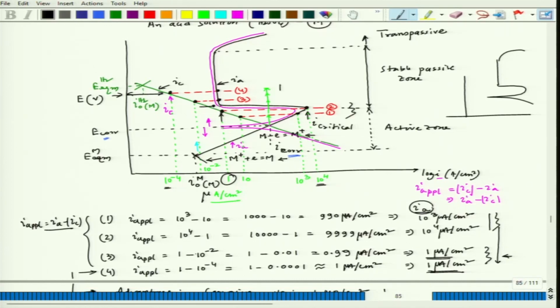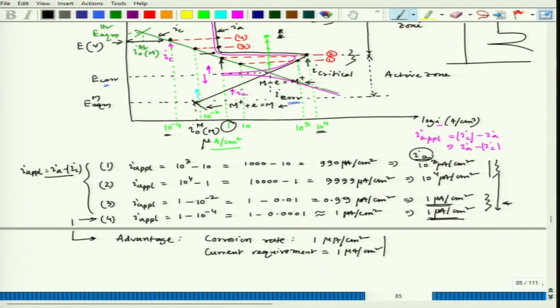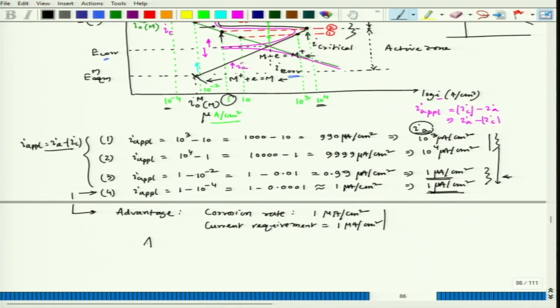Let us say there is a small amount of fluctuation. If this is the fluctuation in potential, maintaining that potential, it will still maintain its position in the stable passive zone. So, that is what is called the protection zone. Fine. So, this is related to anodic polarization and having protection, and this is only possible if it is an active passive metal.